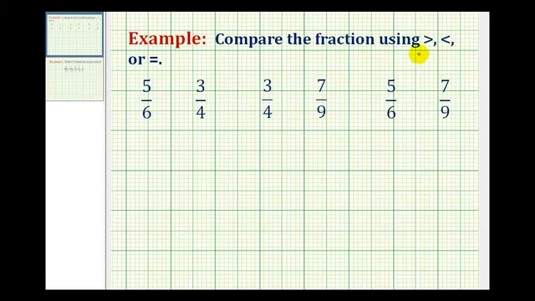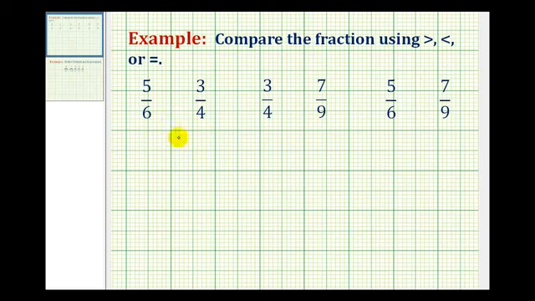We want to compare the following fractions using the greater than, less than, or equal symbol. It's hard to compare fractions when the denominators are not the same. So one way of approaching these problems would be to rewrite the given fractions with a common denominator. And it doesn't have to be the least common denominator. Any common denominator will work.